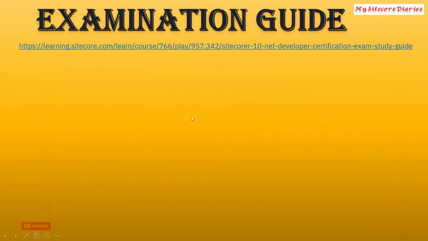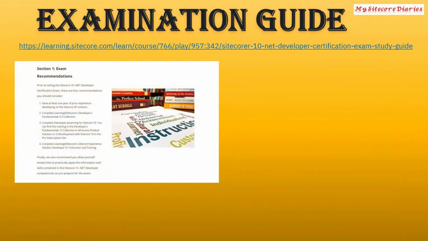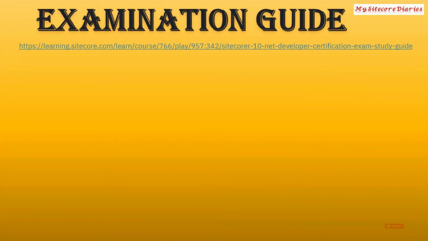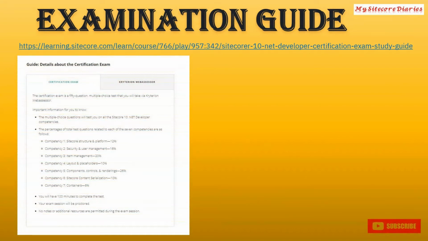So the first part, as I said, is just a recommendation which is given by Sitecore. You can read through this. And then the second section is important because it has the exam competencies. So it is telling you what the exam competencies are, or what the topics are which will come into the Sitecore examination. If you move on to the next section, that is very important, because this is telling you how much percentage of questions can come into this certification examination.